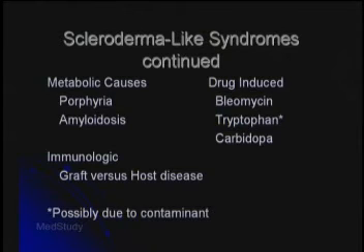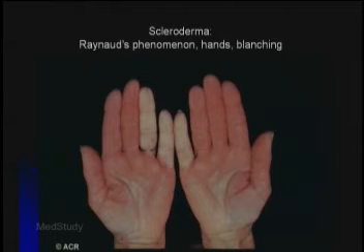Again, we're in internal medicine. You are going to be asked a bit about the porphyrias. Some of them can look a little like scleroderma. So can amyloid. And some drugs. GVH, or graft versus host disease, has a very scleroderma look to it.